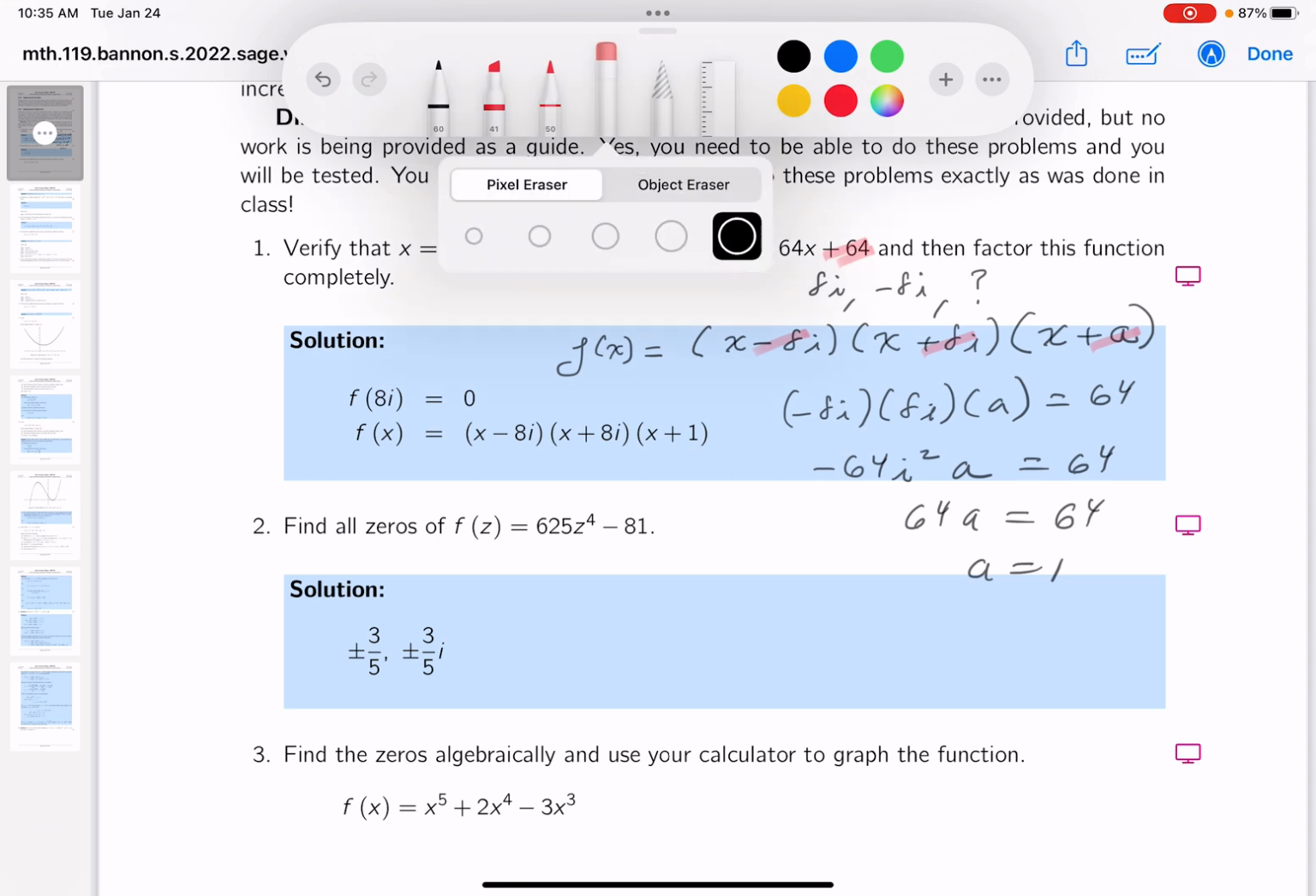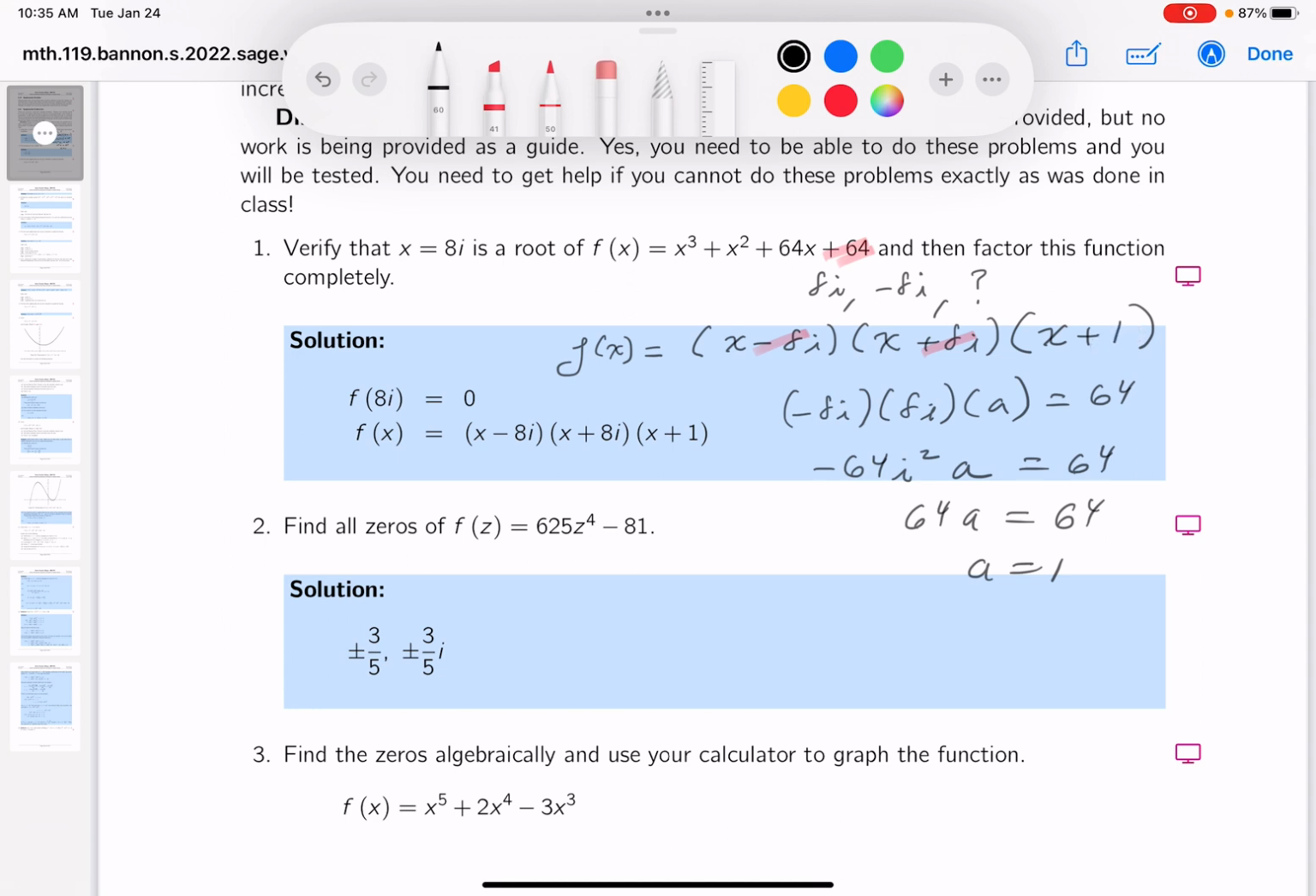So I know what a is. I'm going to get my eraser out and erase the a now, and I put a 1 there. I just figured it out. So what's my answer over here? That's the factorization. So it was a two-step problem: one was just to verify, the other one was to get it factored. And we were able to factor it. Thank you.